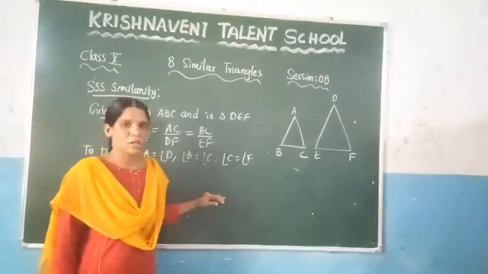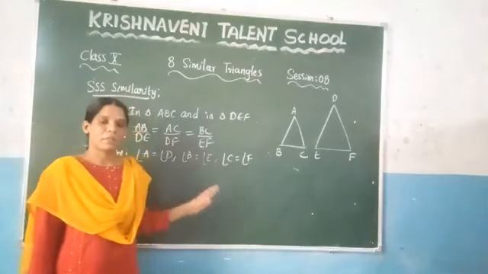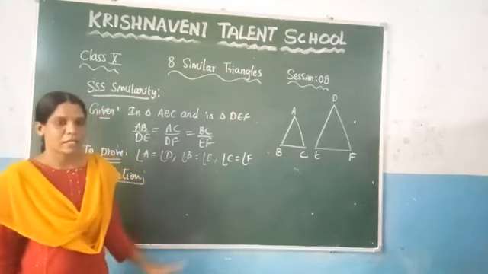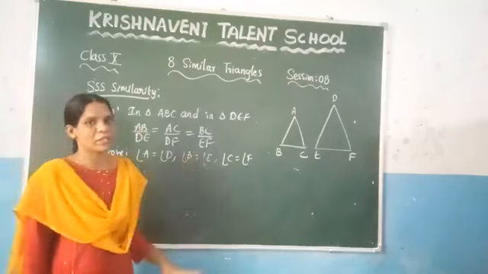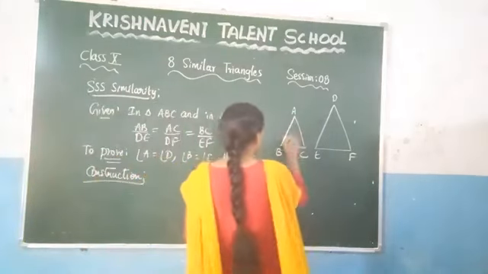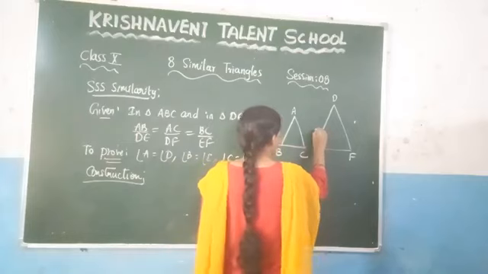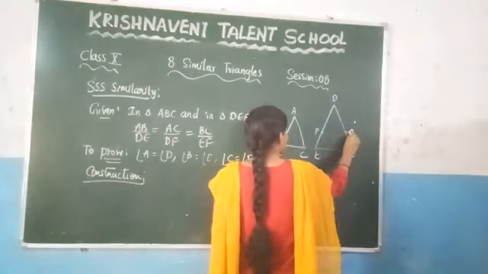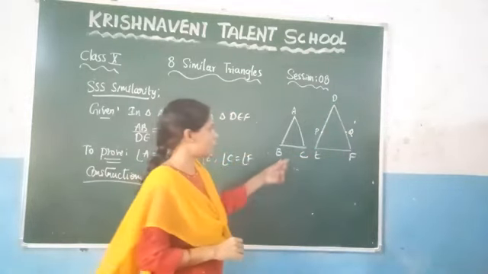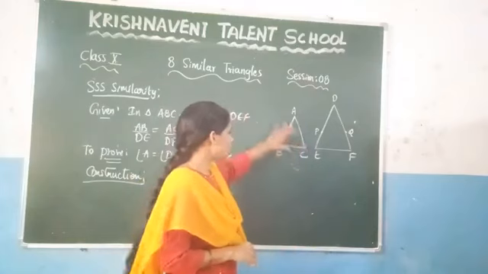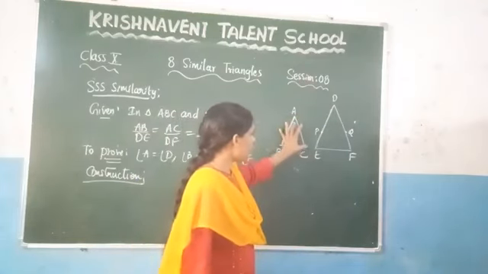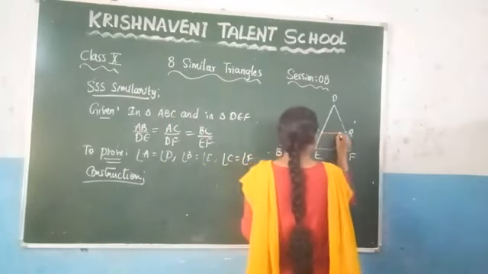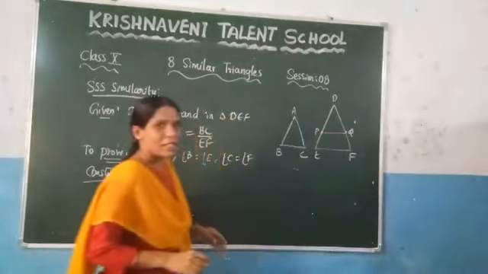So here also we need to prove this theorem. We need to use here the congruency concept, so what we need to do is construct one more triangle such that the length of AB must be equal to the length of DP, and similarly the length of AC must be equal to the length of DQ. We need to choose 2 points on the bigger triangle DEF, such that the length of AB must be equal to the length of DP and the length of AC must be equal to the length of DQ, and after that we have to join P and Q. So here write the construction.